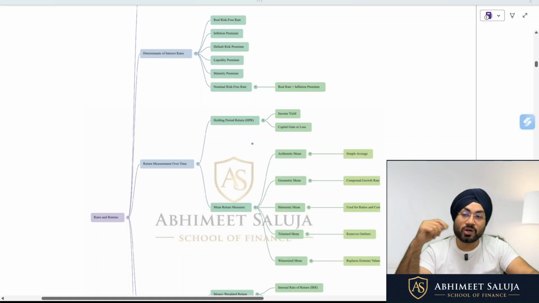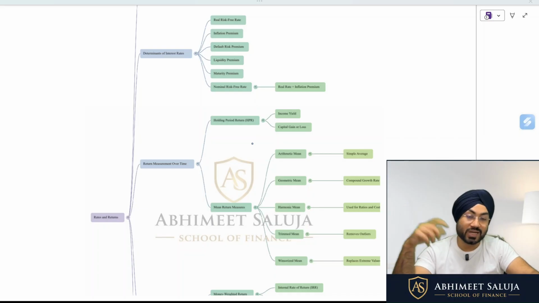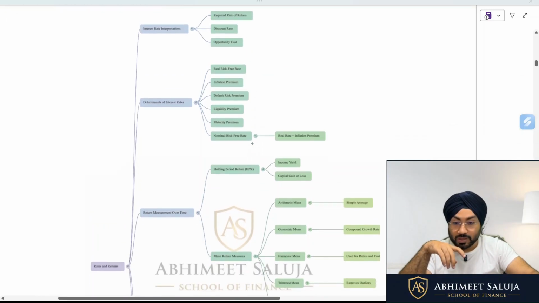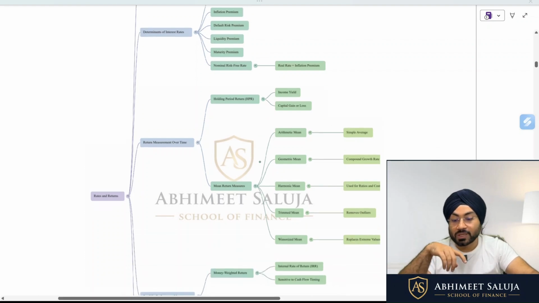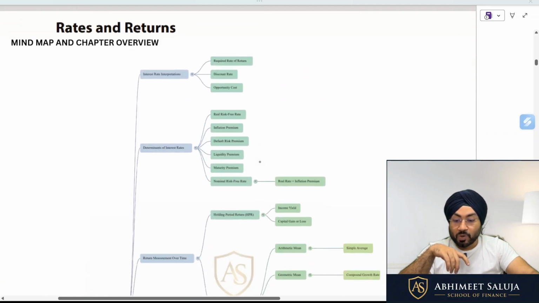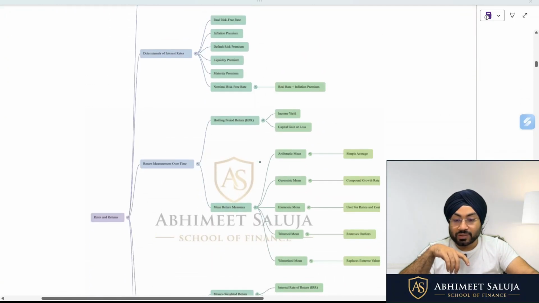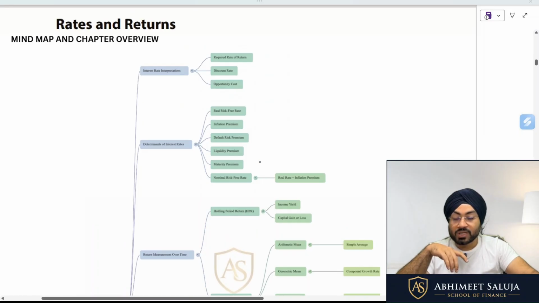At least 1 or 2 days should be kept in a week just to revise the syllabus that you have already covered. So you can view this lecture as a revision of this chapter as well, and as a broad overview of the chapter. Okay, so this is a mind map. I'll give you a broad overview of it, and then we are going to cover each and every topic in detail. So rates and return, first learning outcome.